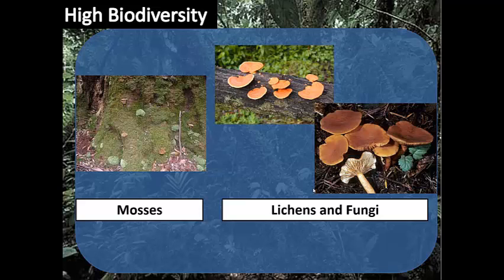Other plants which you can find on the ground of the rainforest include mosses, lichens, and fungi. Here you can see some fungi in the form of mushrooms in the rainforest. But beware, not all of them can be eaten. Some of them are highly toxic and can cause death if consumed.